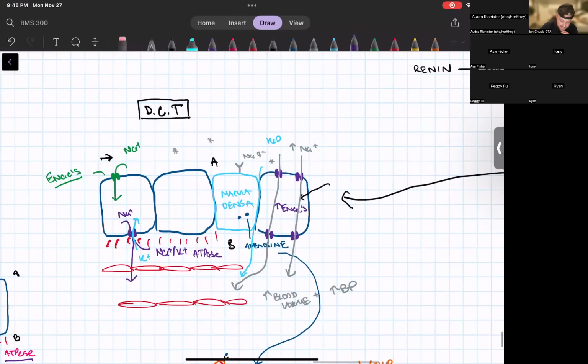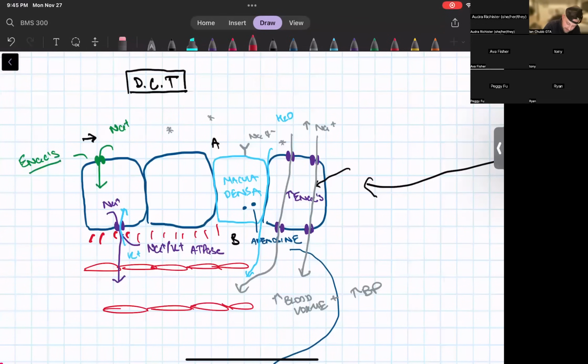And then the last one is the DCT. This is my big saying with the DCT: it's the last option for sodium. I can't spell. Sodium reabsorption. So it's the last place that we can really pull in sodium if we need it.